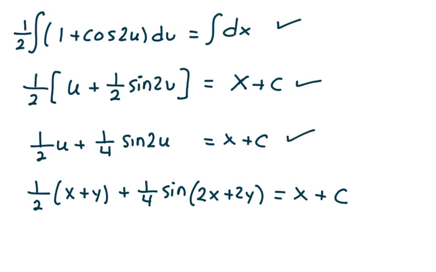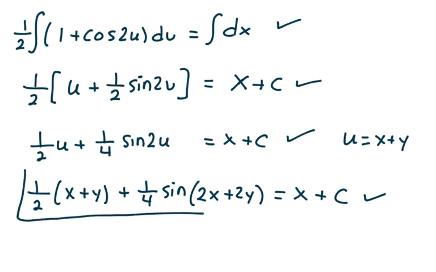Now I get to replace u with x + y. So 1/2 of (x + y) + 1/4 sine of (2x + 2y) is equal to x + c. And this is where you want to talk to your instructor to see how far your instructor wants you to simplify. So I'm going to leave it in this form.